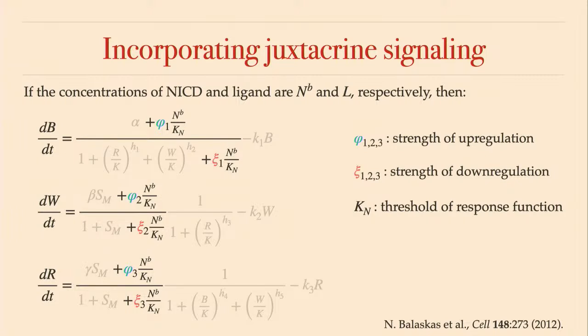Basically, we have these additional terms in the numerator and the denominator, where we introduce these parameters phi 1, 2, 3 and xi 1, 2, 3 times NB, which is a proxy variable for the NICD, right? And L is the ligand concentration. Of course, L is not coming into this equation as yet, but these are the two new species that we've added. So in the numerators, you would have phi times NB by some threshold, right?